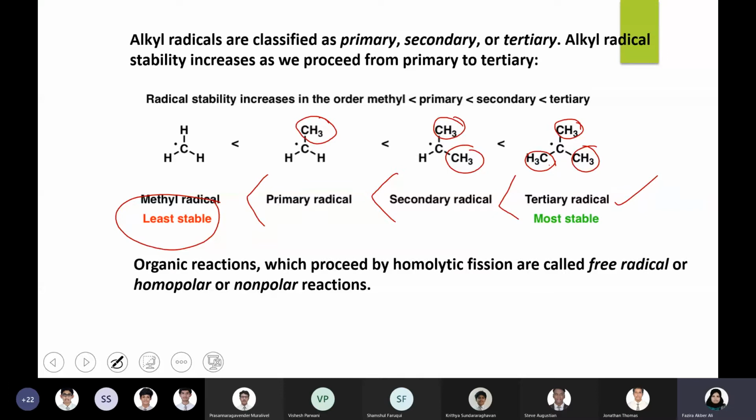The explanation we will learn in the coming session on organic electronic movement reactions. Here you will just learn the trend, the stability of free radicals.